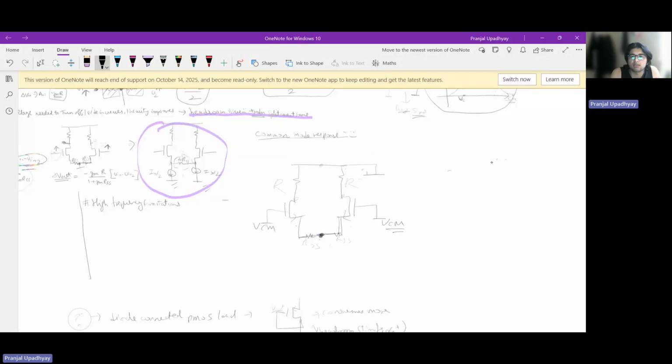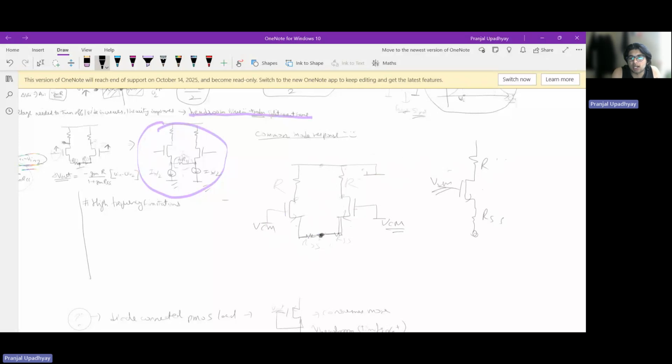Because even the inputs are the same, this circuit is basically equivalent to this circuit only, and the gms will basically add. With such basics, it should already be clear why the gms add, right? So the gms add, and this is our VCM signal.